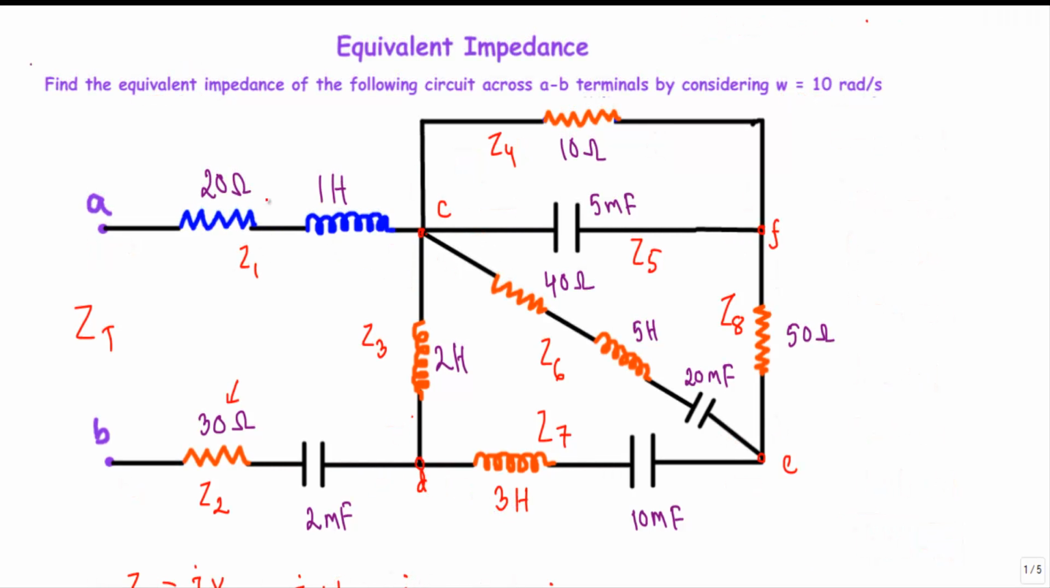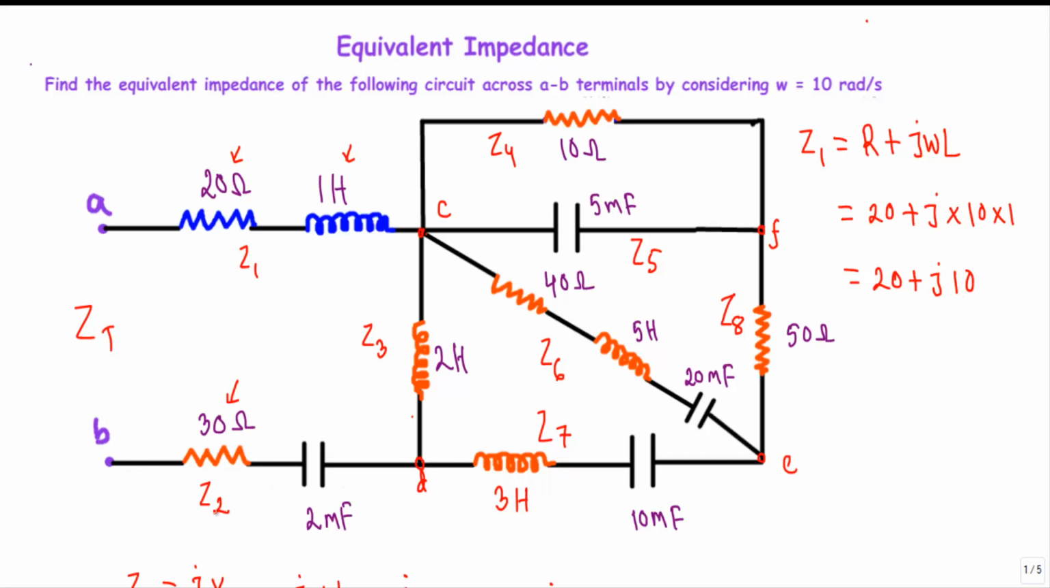Okay, Z1 is the branch impedance which contains the resistor of 20 ohm and the inductor of 1 Henry between A and C terminals. So how do we calculate the branch impedance Z1? It will be equal to R plus jXL or R plus j omega L. Here R is equal to 20 ohm, omega is 10 and L is 1. So here I will get Z1 equal to 20 plus j10.